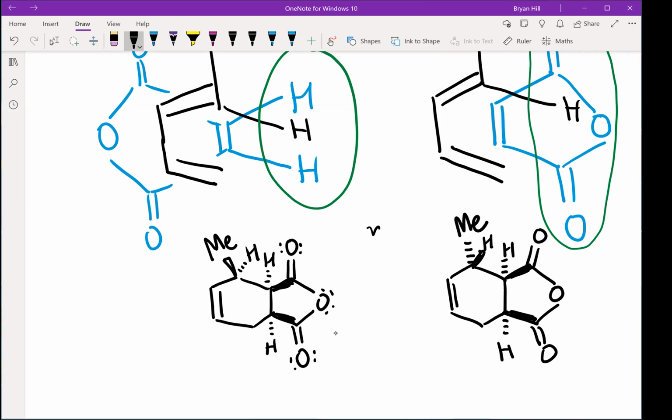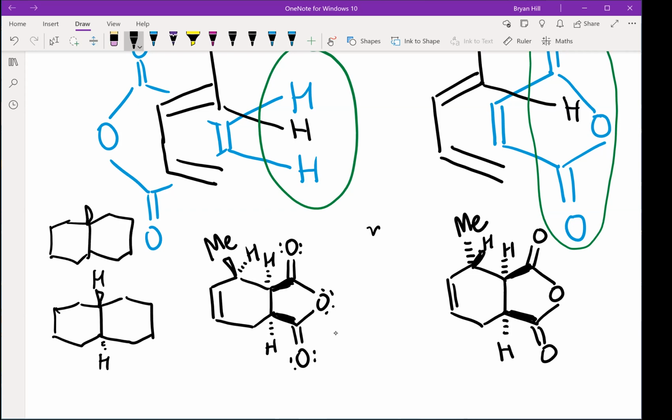So whenever there are ring systems like this, as long as one proton's forward and one proton's down, that's telling us that this is trans, or if they're both in the same direction, that's telling us that it is cis. So often we don't actually draw the ring being up or down, we just draw the proton, and that by definition tells us what's going on.